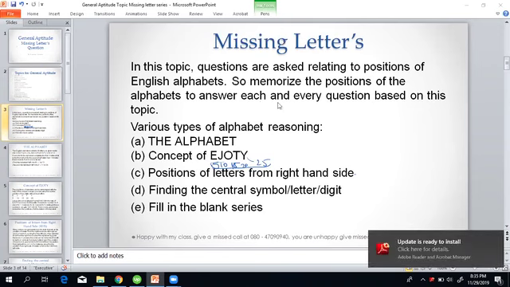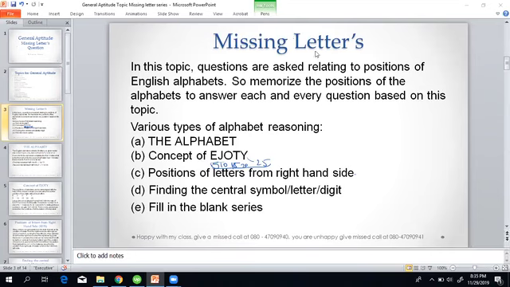So there are different types of reasoning based on which we do the missing letters questions. First is the alphabet, the positions of the alphabets. The second is the concept of EJOTY. If we remember the word EJOTY, we can easily remember the positions of all the alphabets: E is at the 5th position, J is at the 10th position, O is at the 15th, T is at the 20th position, and Y is at the 25th position. In this way, we can remember all the alphabets.